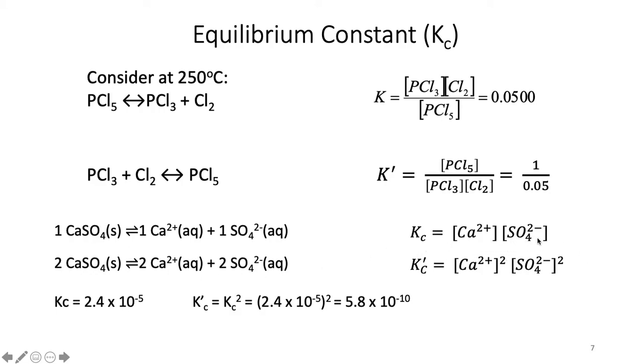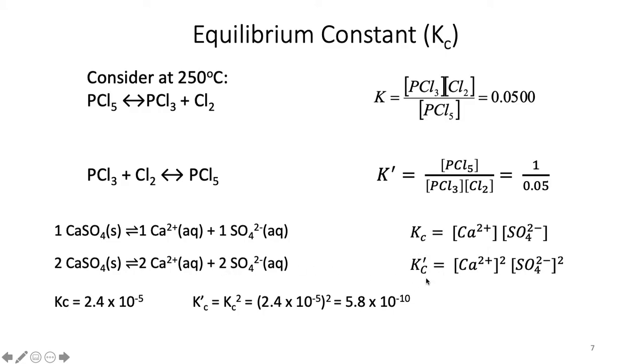So this is my equilibrium constant for the first reaction. Now what happens if I multiply everything by 2? And remember, if you multiply any of these pieces by 2, you have to do the same thing to all the rest of them in a chemical equation. So if I multiply the concentration of calcium sulfate by 2, I have to multiply my calcium by 2, I have to multiply my sulfate by 2 as well.